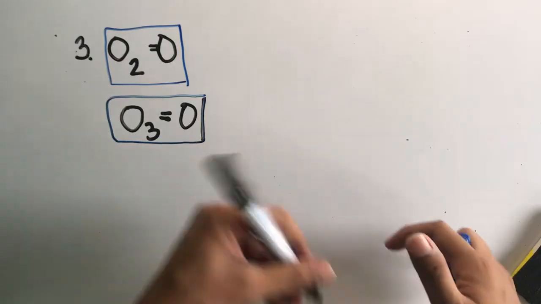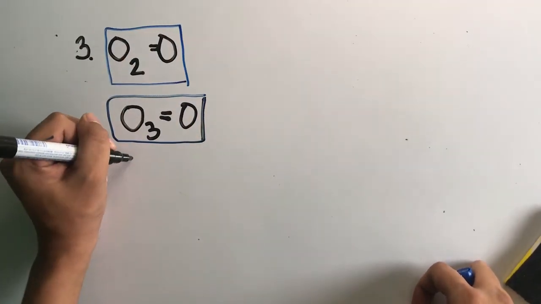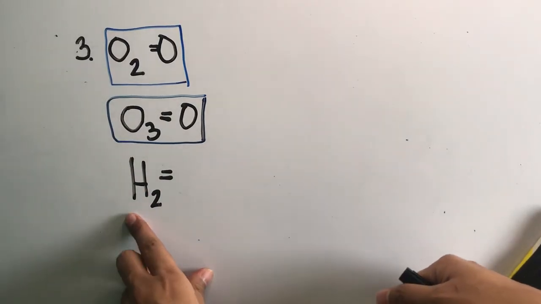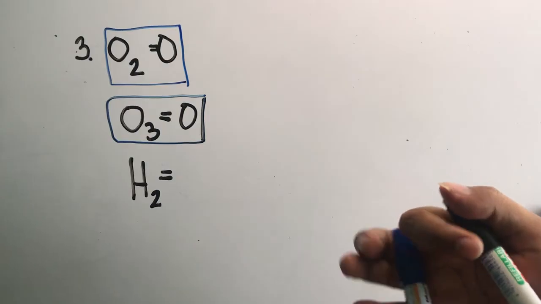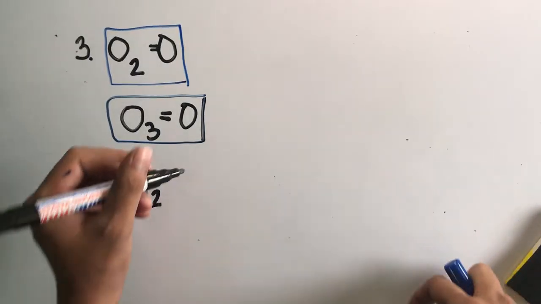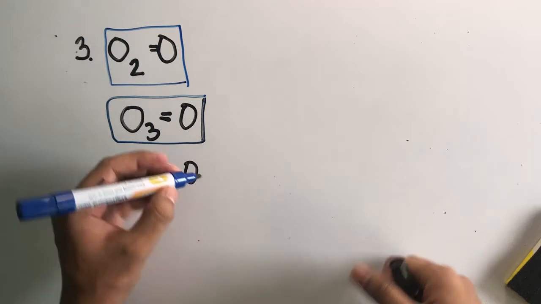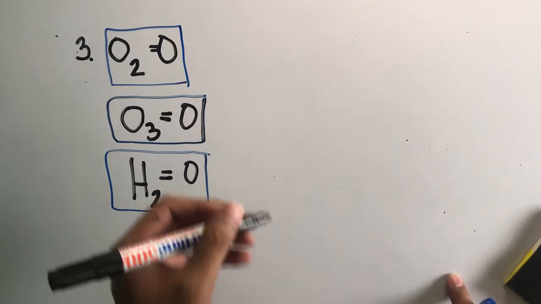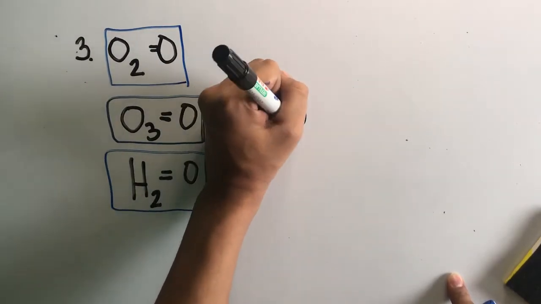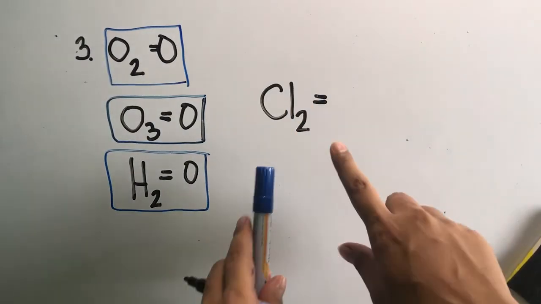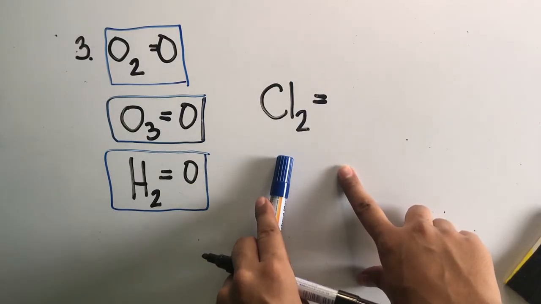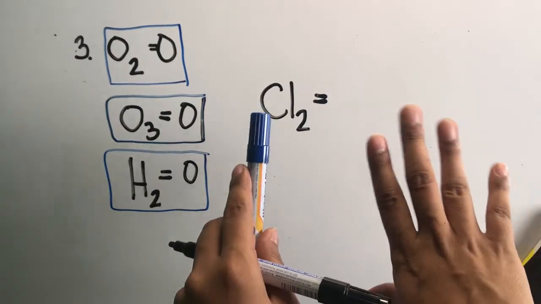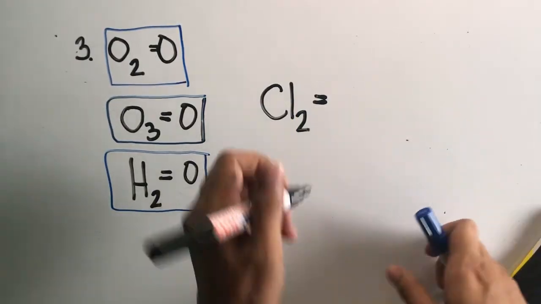How about, let's say, hydrogen gas? Hydrogen gas. Now, hydrogen is an atom, tapos wala siyang charge. Automatically, ang oxidation state ay 0. How about, say, chlorine gas? Okay. This is an atom, tapos wala siyang charge. Automatically, wala siyang charge, meaning neutral, meaning 0 ang oxidation state.